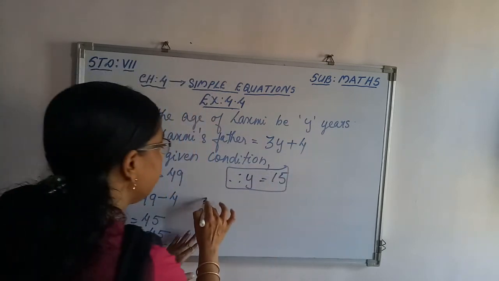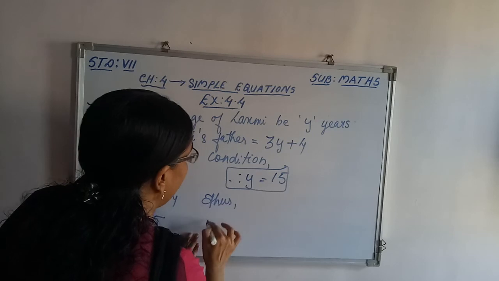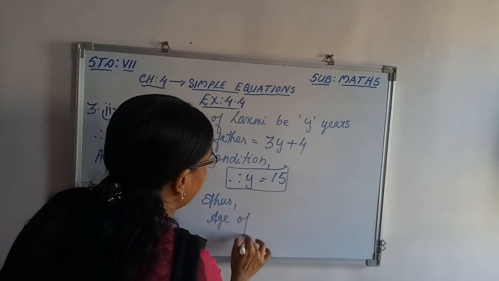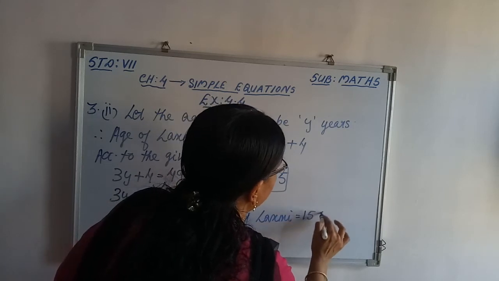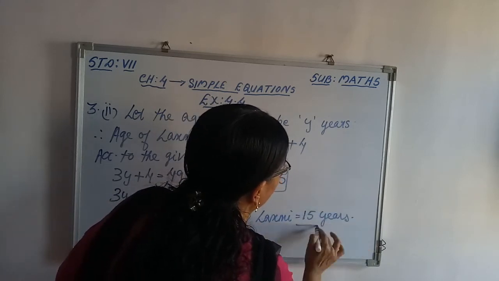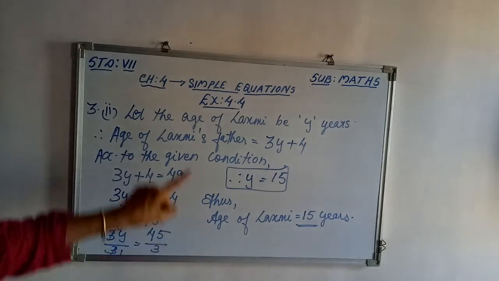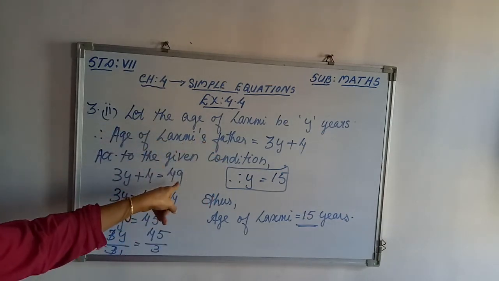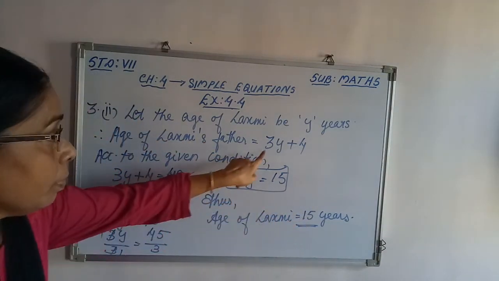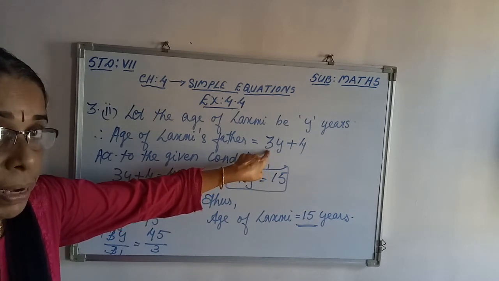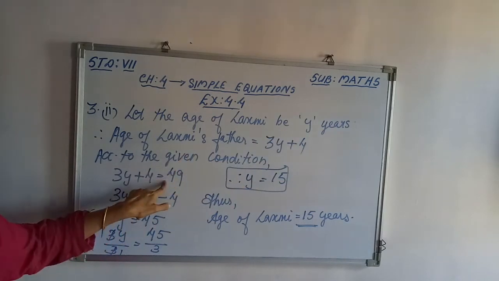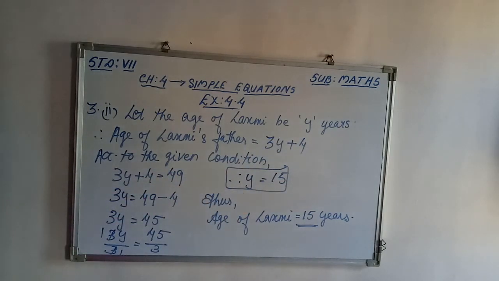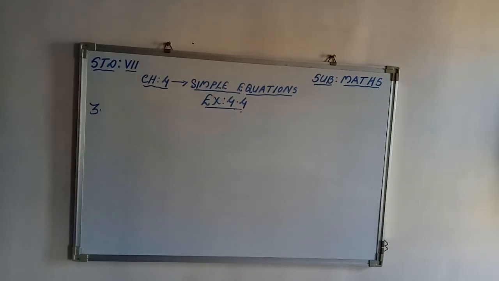Isn't it? Thus, we can write the age of Lakshmi is 15 years. We can check whether we get the father's age as 49 or not. 15 multiplied by 3 is 45. 45 plus 4 is 49. So, our solution is correct. Now question 3.